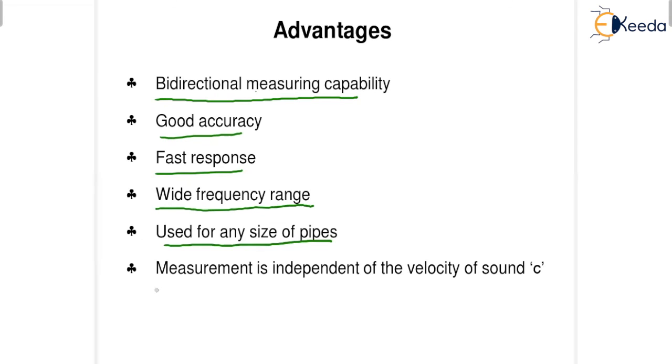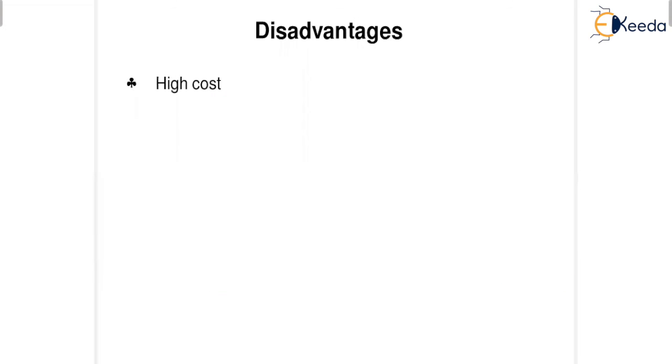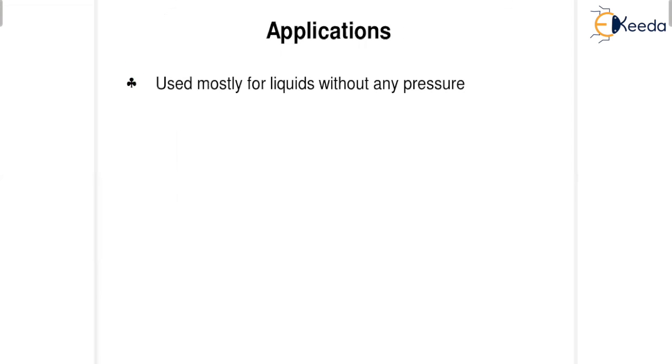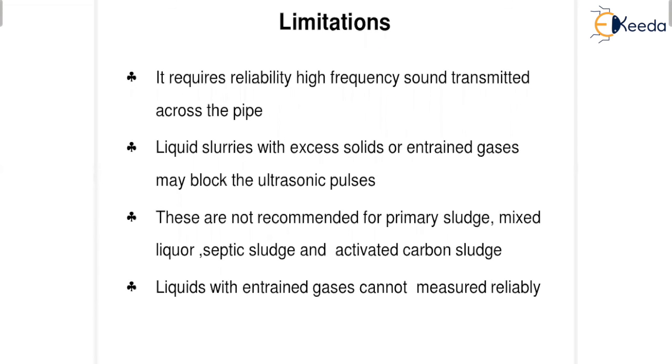Measurement is independent of the velocity of sound, because the velocity of sound itself is a constant. So measurement is independent of this particular variable, my dear students. The disadvantage is that the cost is much higher. It is available in different sizes, has more advantages, and gives good accurate results. Mostly it is used for liquids in applications without pressure, wherever pressure will not be taken into account. In the next session we are going for the numericals.